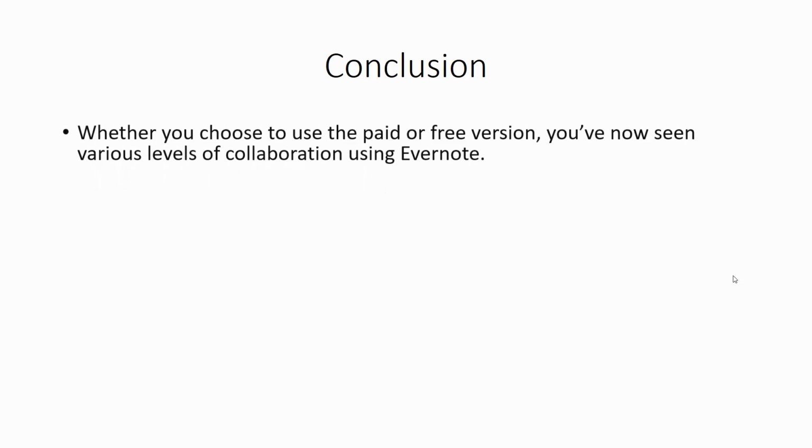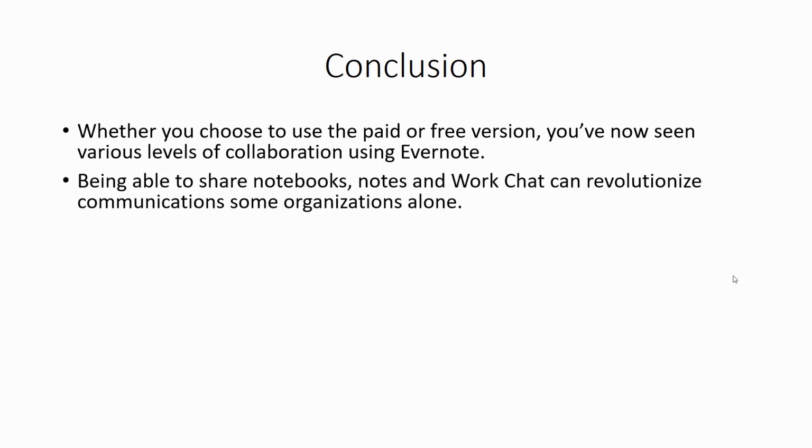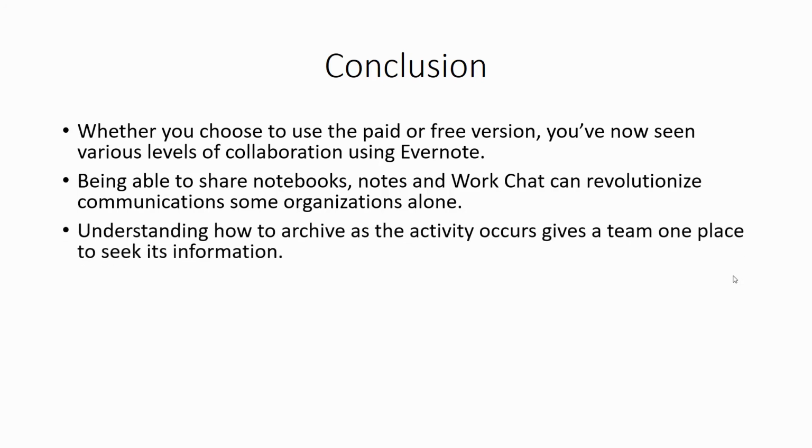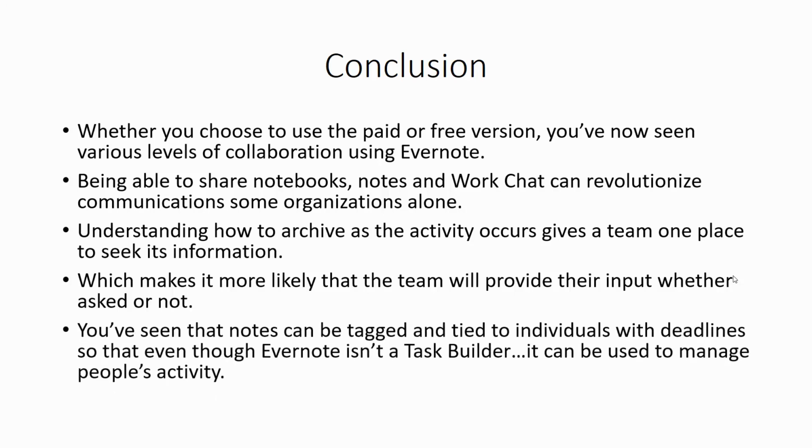In conclusion, whether you choose to use the paid or free version of Evernote, you've now seen how to collaborate. Just the ability to use notebooks or notes and work chat can revolutionize an organization all by itself. Understanding how to archive as the activity is occurring gives a team one place to seek its information, and this makes it more likely that the team is going to provide their input whether they're asked or not. You've also seen that notes can be tagged and tied to individuals with deadlines, so that even though Evernote is not a task builder, it can be used to manage people's activity.